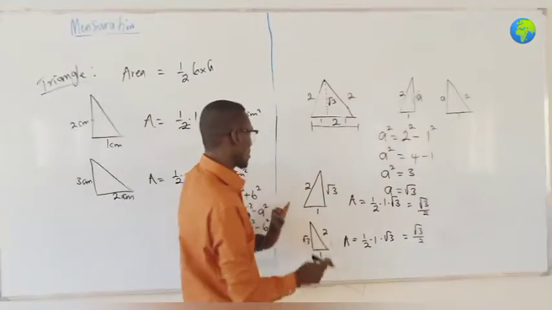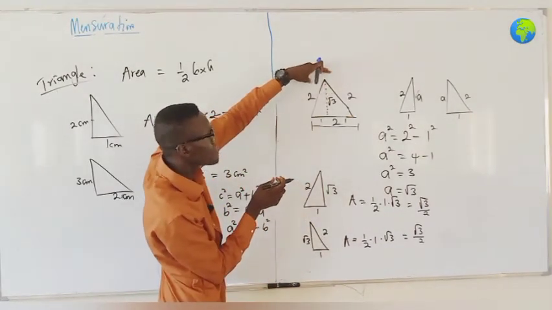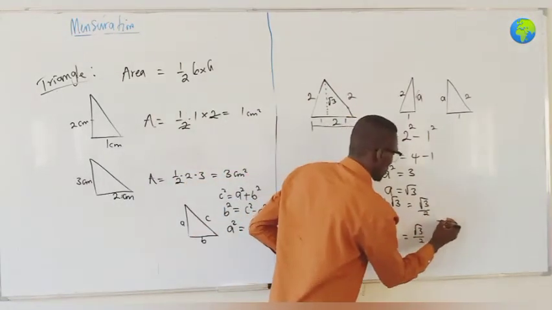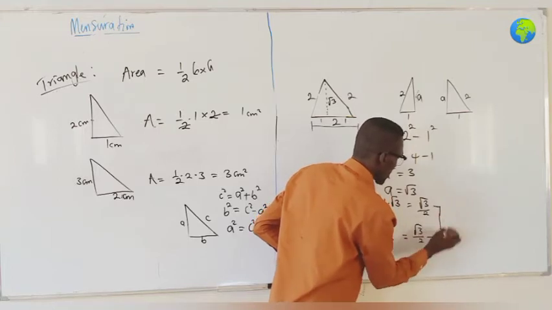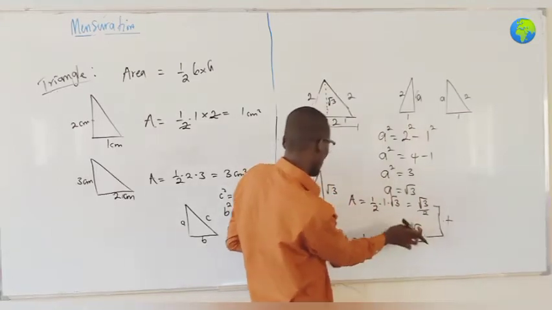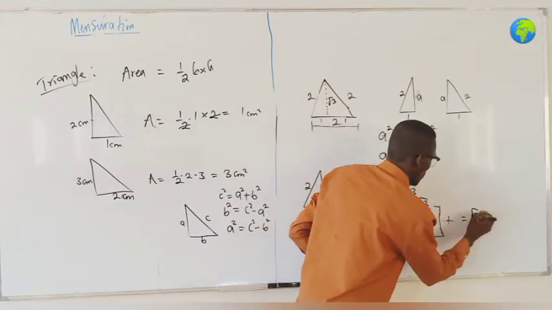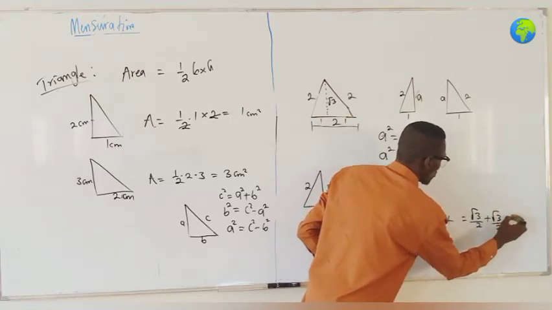But the thing is, we have to join this and this to get the total, or the big triangle we actually split in the beginning. So to add this, let me make it this way. If I add this result and this one to get that, I'm going to have square root of 3 over 2 plus square root of 3 over 2, which is equals to what?